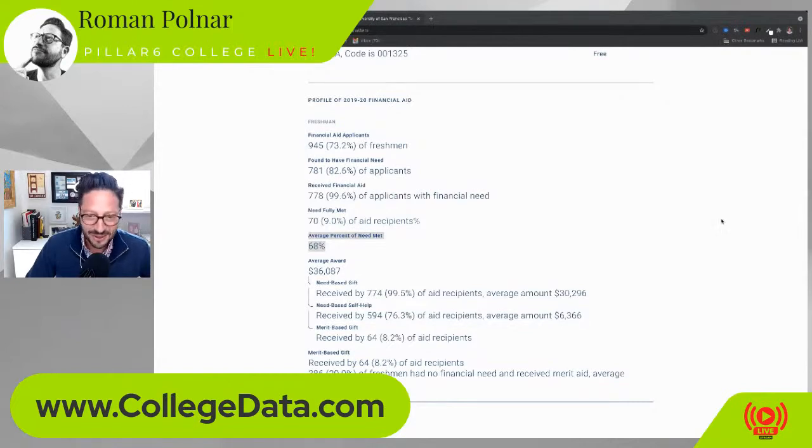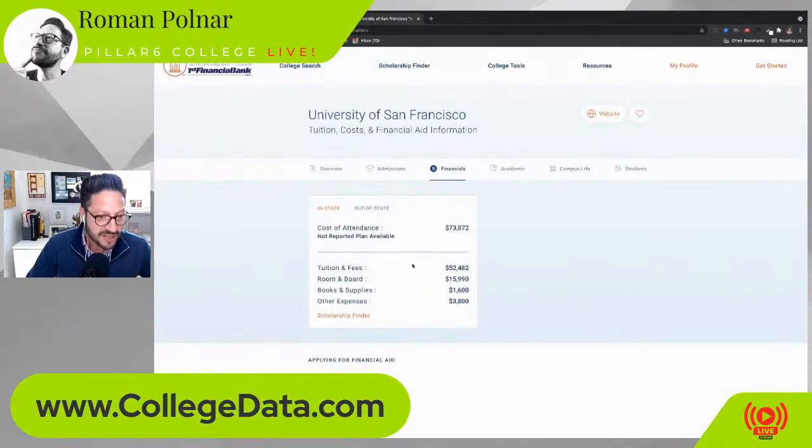So, obviously, if you're looking for the most amount of financial aid that you can get, look for colleges that'll meet 100% of one's need. So, anyways, hopefully this is helpful, and you can search for colleges this way. All right, let's go back.